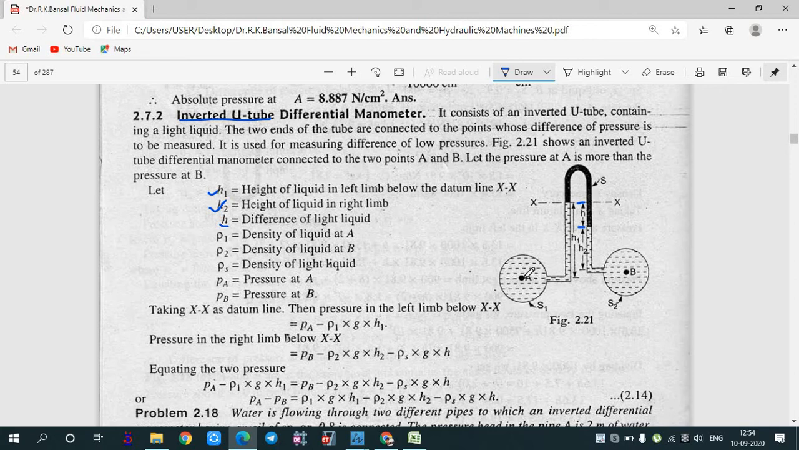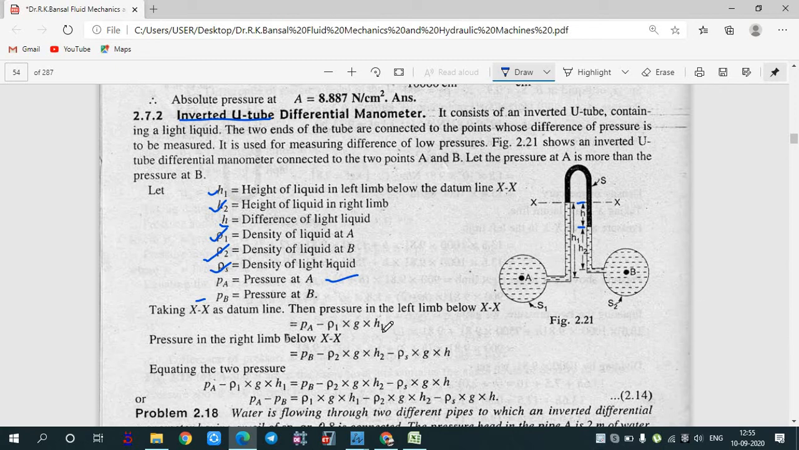We are assuming that the liquid flowing in A has density rho1, the liquid flowing in B has density rho2, and the liquid in this dark formation has the density of the lighter liquid, sigma s. The pressure created in A is denoted by PA, and the pressure created in B is denoted by PB. Now we will calculate the pressure in the left limb, then the pressure in the right limb, then equate the two, and find the pressure difference PA minus PB.